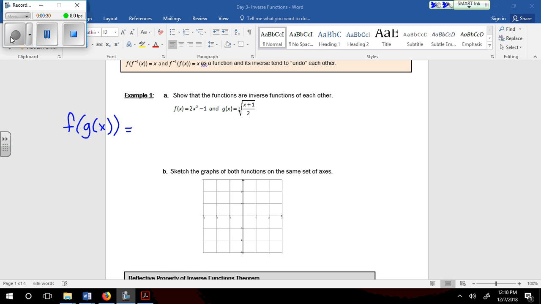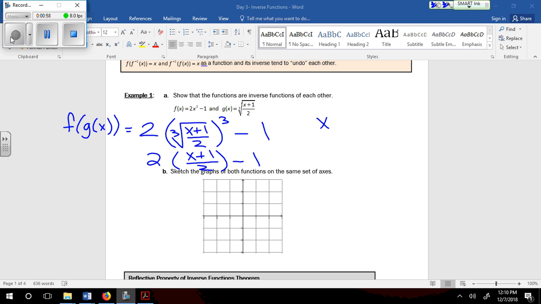So we're going to take everything in g and plug it in for f. So it's 2x cubed minus 1. So I'm going to plug in the cube root of x plus 1 over 2 in for x. Well, when I cube a cube root, those undo each other. So then it's 2 times x plus 1 over 2. Well, when I multiply by 2 and have divided by 2, those two things undo each other. So I'm left with x plus 1 minus 1. I have a plus 1 minus 1, so I'm left with just x. So that shows that f and g are inverses of one another.